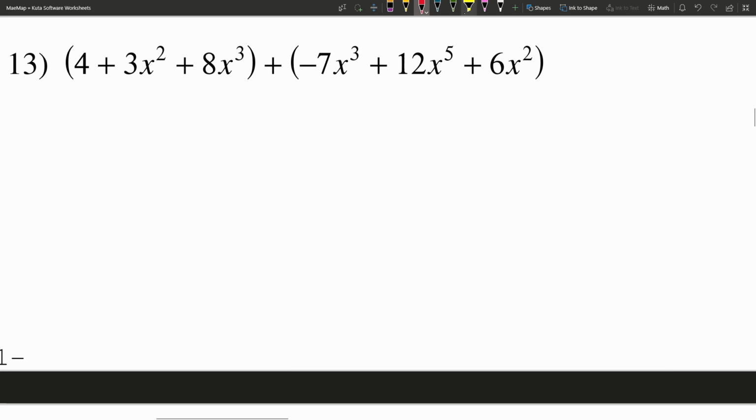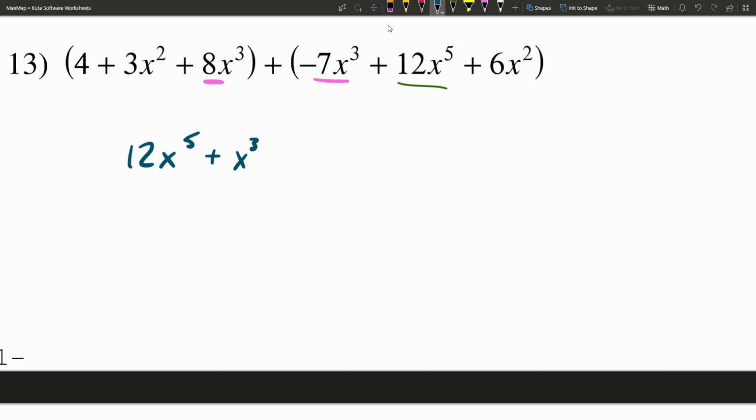So looking at number 13, we're going to find the highest degree at the start, which occurs in our second trinomial, that 12x to the 5th, and it can't be combined with anything else. So we have a 12x to the 5th. Our next highest degree looks to be a degree of 3, and we have two separate terms with a degree of 3, so combining 8x cubed plus a negative 7x cubed, that's going to be a positive 1x cubed, so plus an x cubed.